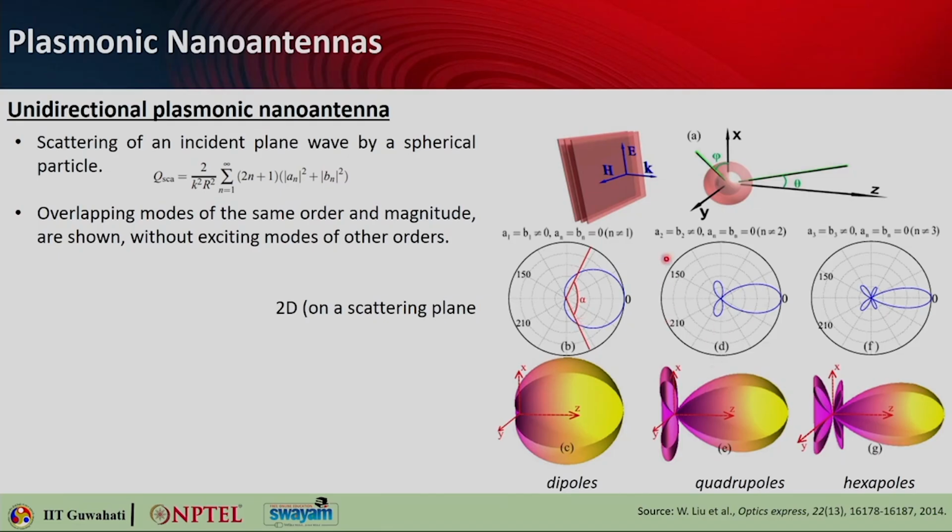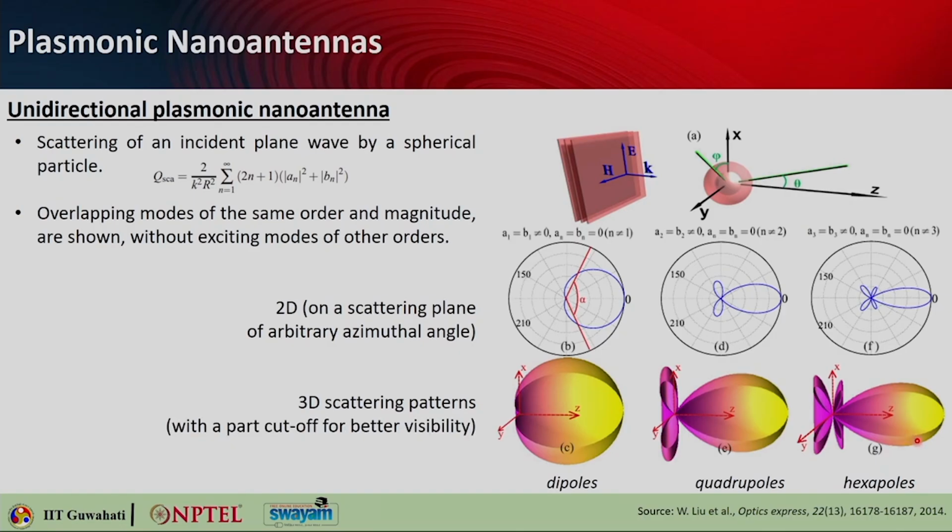Now, look at this one: only a_2 and b_2 are non-zero, and the remaining ones are zero. It means you are only exciting quadrupoles. When the electric quadrupole and magnetic quadrupole completely overlap and are the same in magnitude, you get this kind of front lobe. This is much more directional because the beam width is much narrower, but it comes with some additional side lobes. These are the 3D scattering patterns, cut or sliced for better visibility.